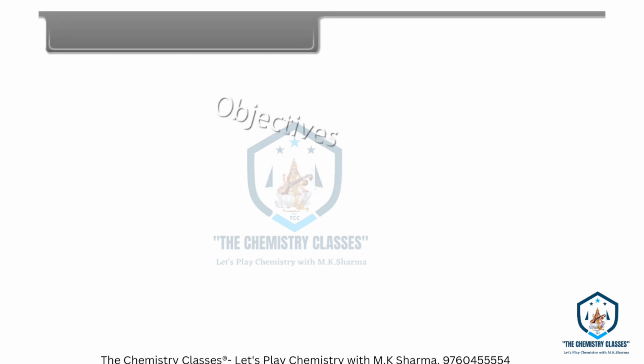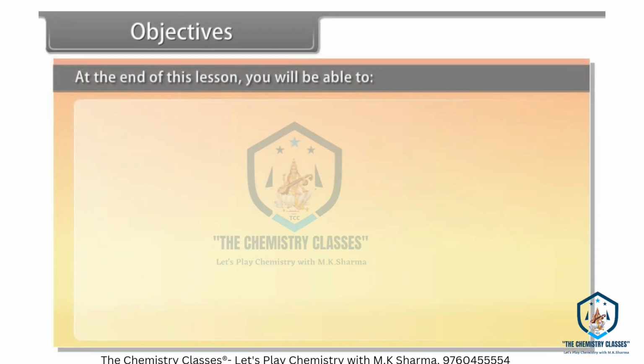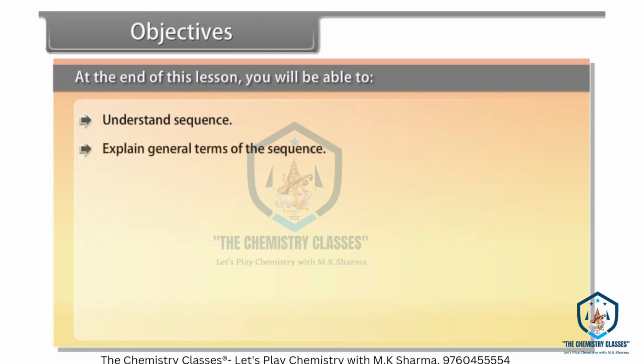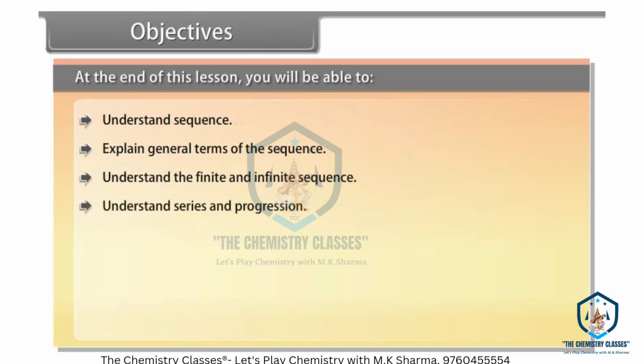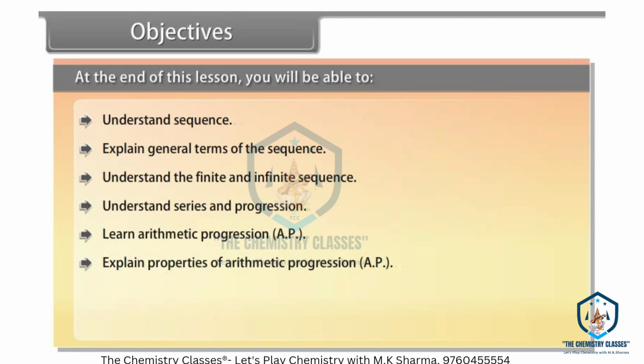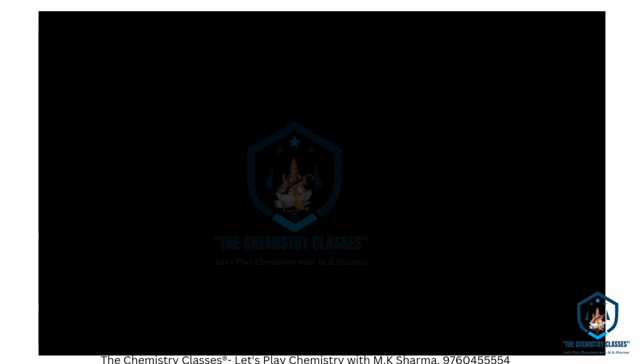Objectives. At the end of this lesson, you will be able to understand sequence, explain general terms of the sequence, understand the finite and infinite sequence, understand series and progression, learn arithmetic progression, explain properties of arithmetic progression, learn the sum of n terms of an AP, learn arithmetic mean.